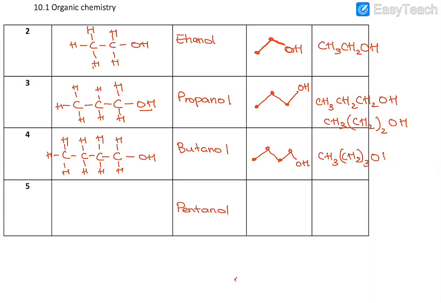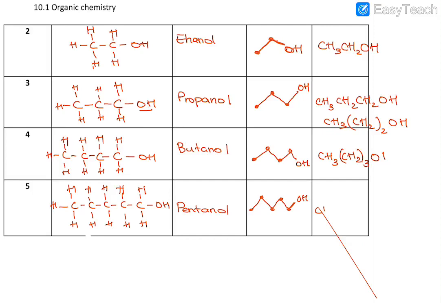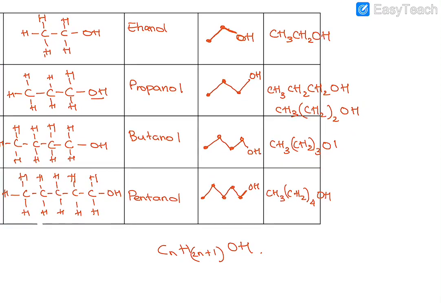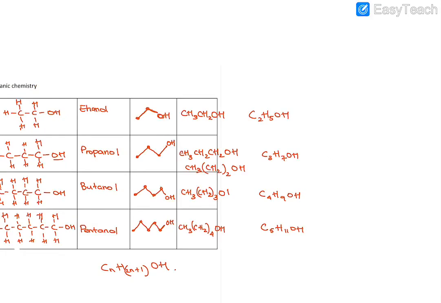5 carbons, similarly, pentanol, and then you have 5 carbons. And then the skeletal formula, so 1, 2, 3, 4, 5 carbons, and then you have an OH. Then you have CH3, CH2 4 times, OH, and from this you can see that the general formula is CnH2n+1OH. So if you write the molecular formula for each, you end up with this general formula.